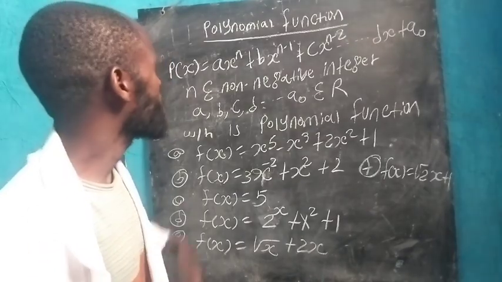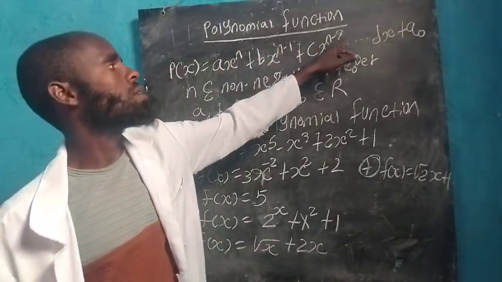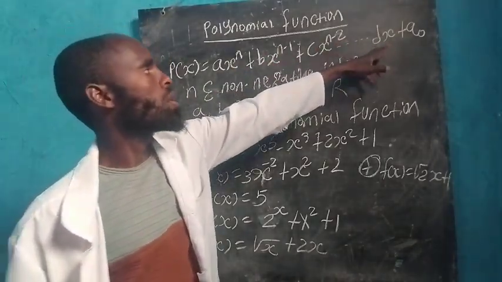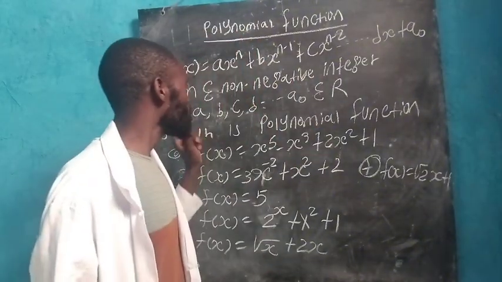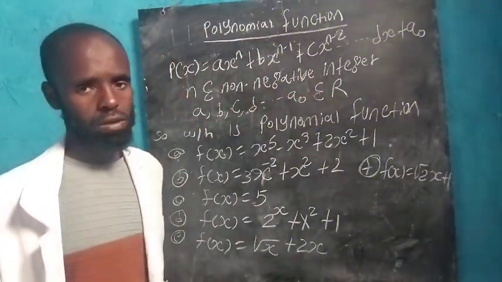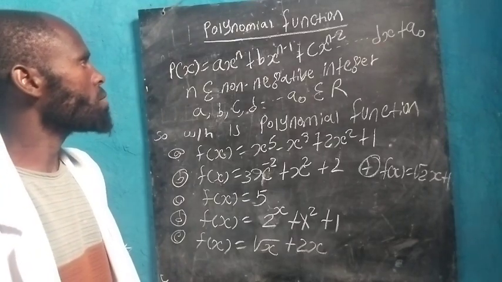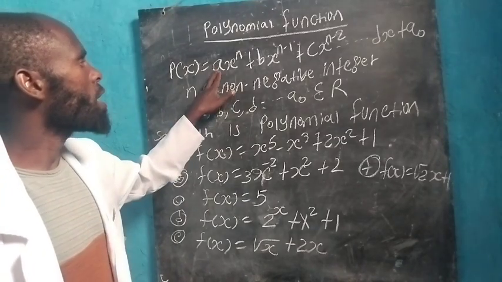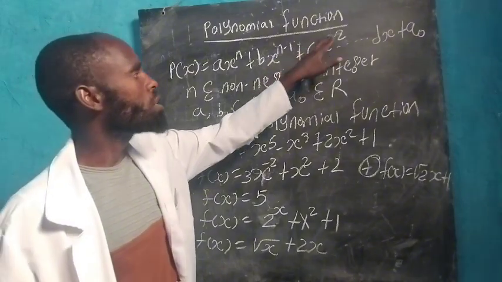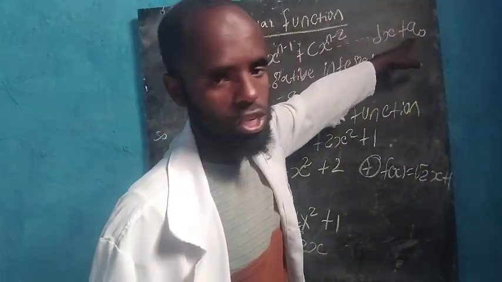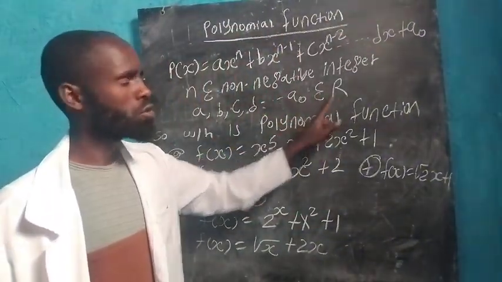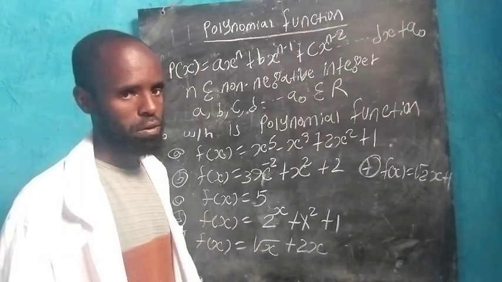Look at here. n, n minus 1, n minus 2 have to be powers of 0 and up. It should be a non-negative integer. a, b, c, d, e up to a initial should be elements of real numbers, not complex numbers.